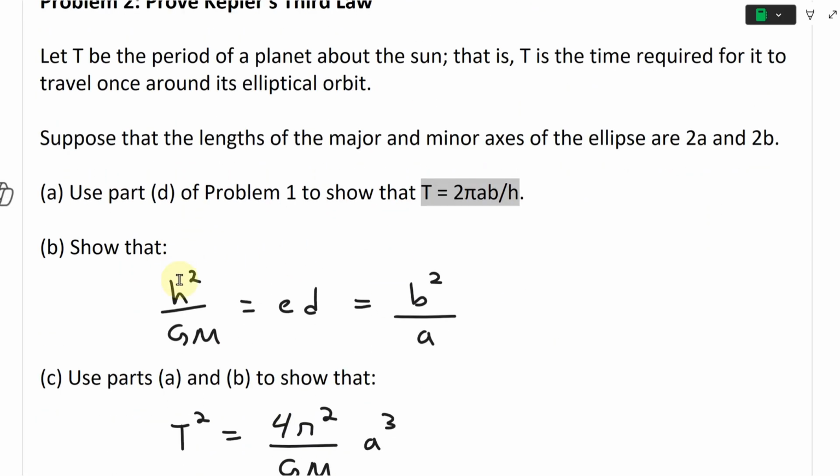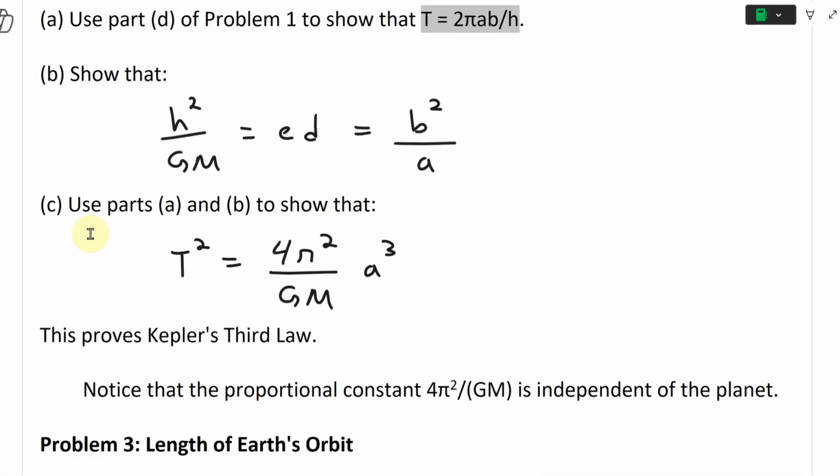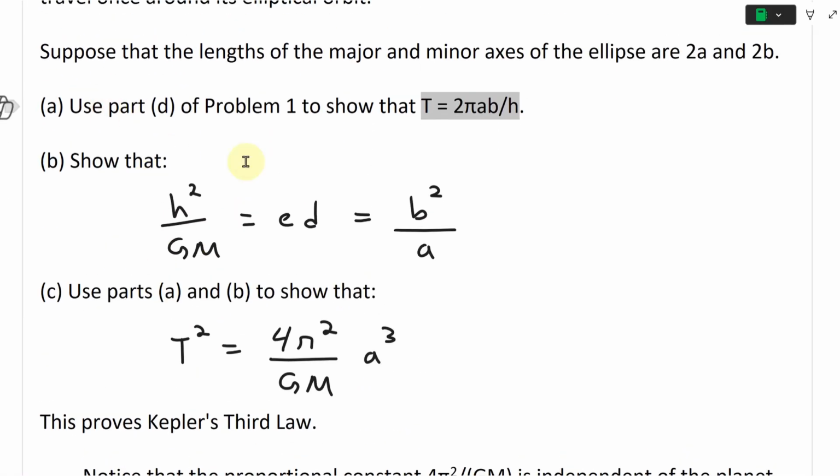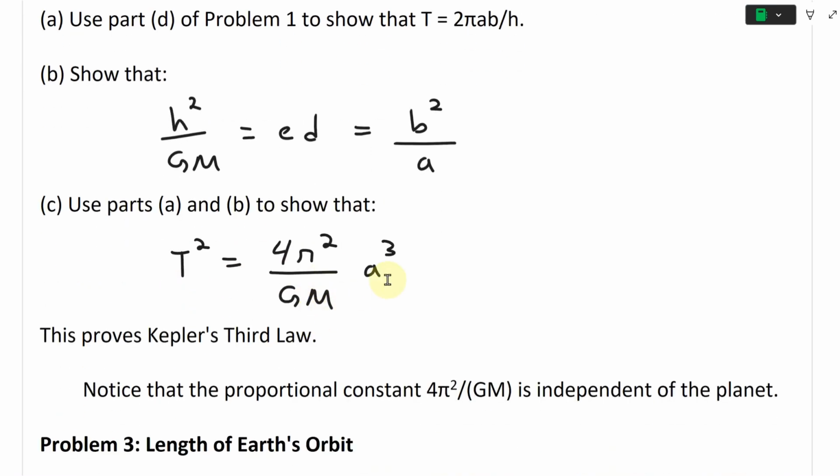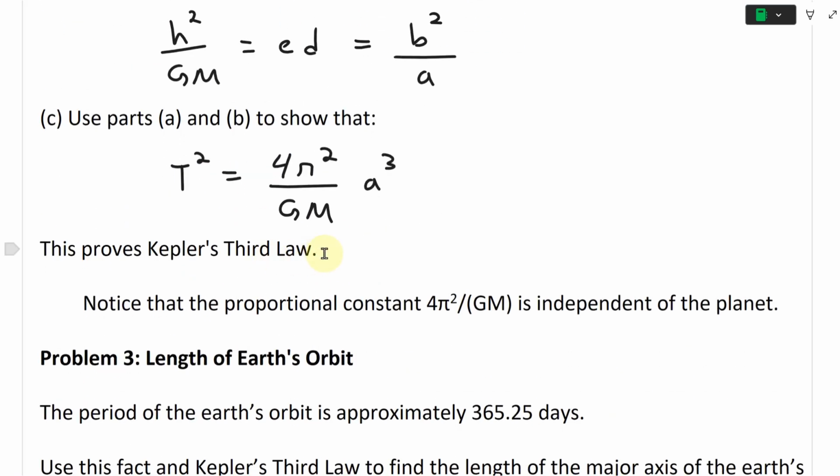Part B says, show that h squared over GM equals ed equals b squared over a. All right, and then part C says, use parts A and B, so these two, to show that T squared equals 4 pi squared over GM times a cubed, and this proves Kepler's third law.